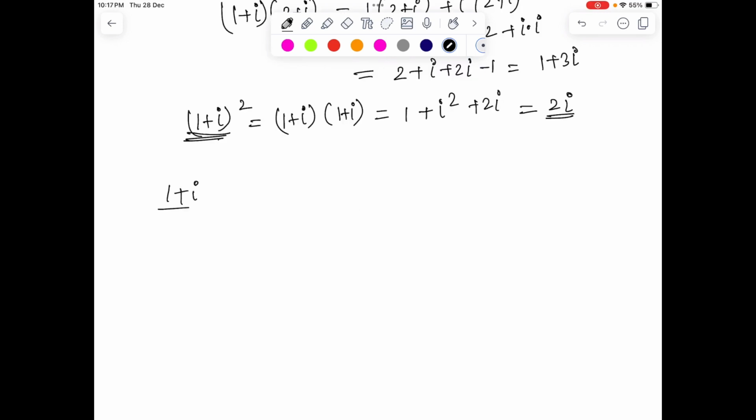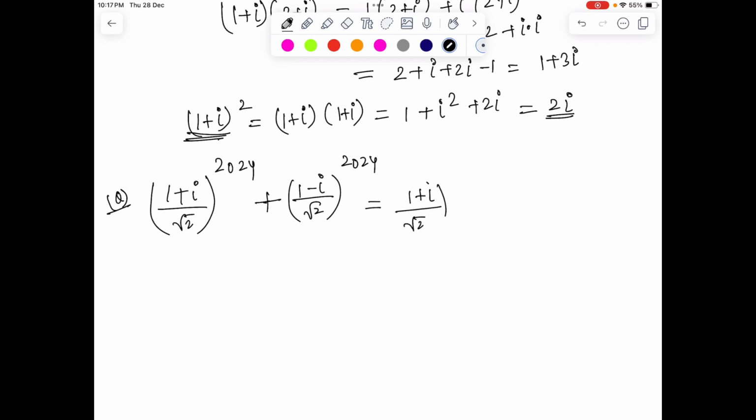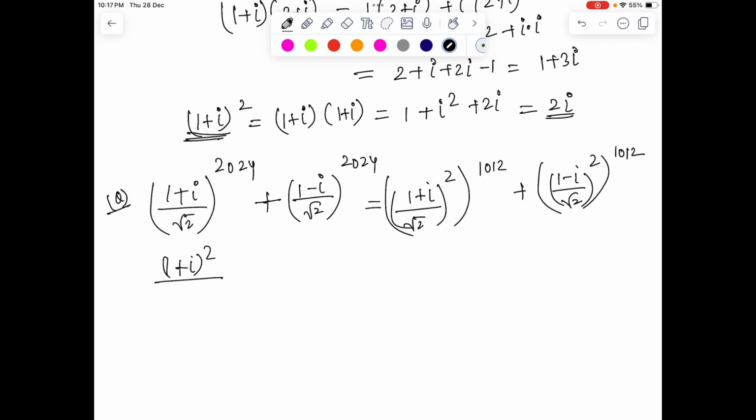So let's quickly do a question. ((1 plus i) by root 2) to the power 2024 plus ((1 minus i) by root 2) to the power 2024, which is going to give you ((1 plus i) by root 2) whole squared, to the power 1012, plus ((1 minus i) by root 2) whole squared, to the power 1012. Now we can clearly see (1 plus i) squared by 2. So this quantity, if we evaluate, is going to be 2i by 2, which is nothing but i.